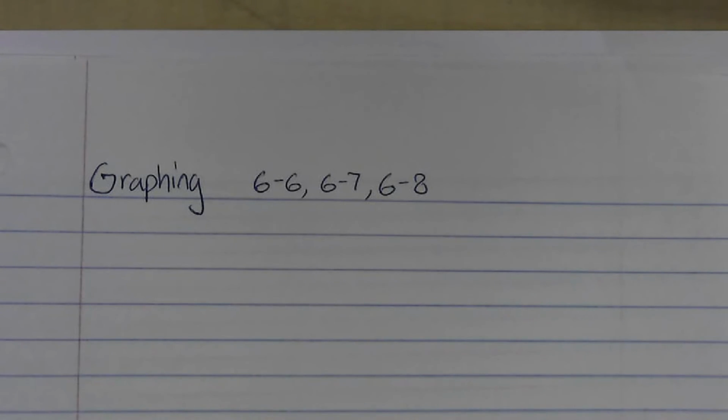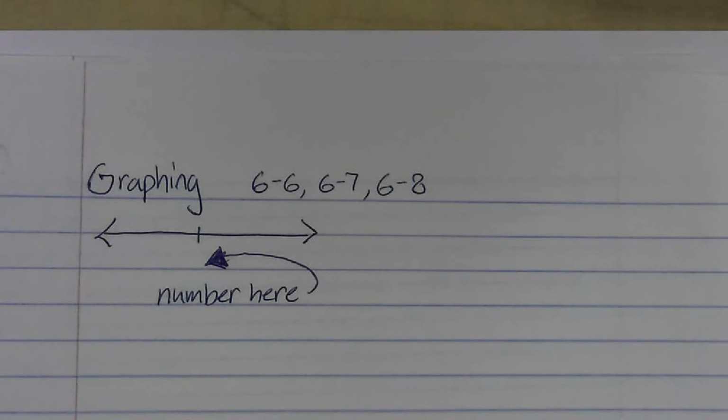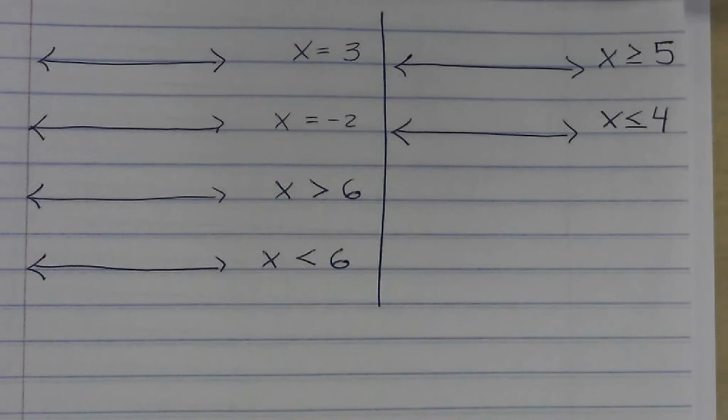Now, let's take a look at graphing. Graphing is referred to extensively in 6.6, 6.7, and 6.8. To graph, you draw a simple number line and put whatever number you have there. You then draw a circle on the number line, and if your variable can equal that number, you shade in the circle. If it's greater than the number, you shade to the right. If it's less than the number, you shade to the left. Let's look at some examples.